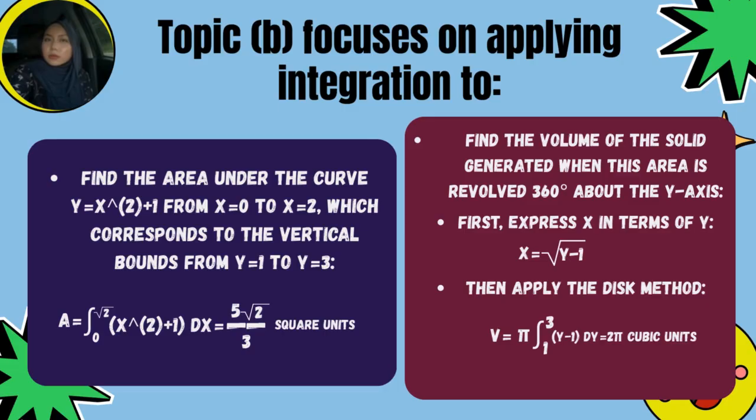And we should find the volume of the solid generated when this area is revolved 360 degrees about the y-axis. First, we should express x in terms of y: x equals square root of y minus 1. Then we should apply the disc method. There's an example for finding the volume of the solid.